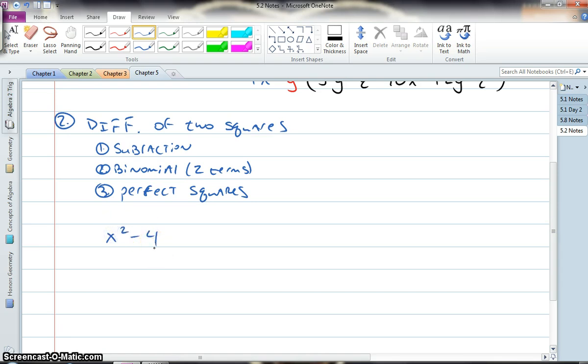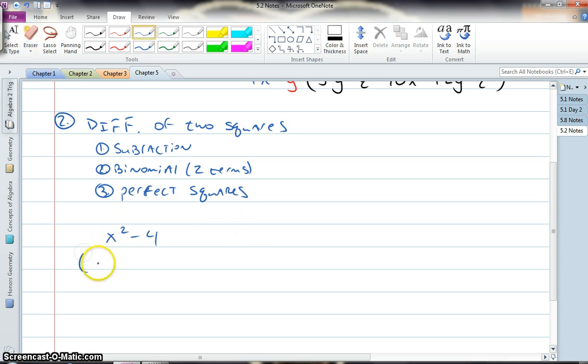Now, one way I like to think about factoring is reverse FOIL. So we want to write this as if this was a solution to my FOIL problem. Now, it is a subtraction problem. It is a binomial. It only has two terms. And x squared and 4 are both perfect squares because the square root of x squared is x, since it's x times itself. Kind of like the square root of 4 is 2 times itself. So 4 is 2 squared. So x squared is a perfect square.